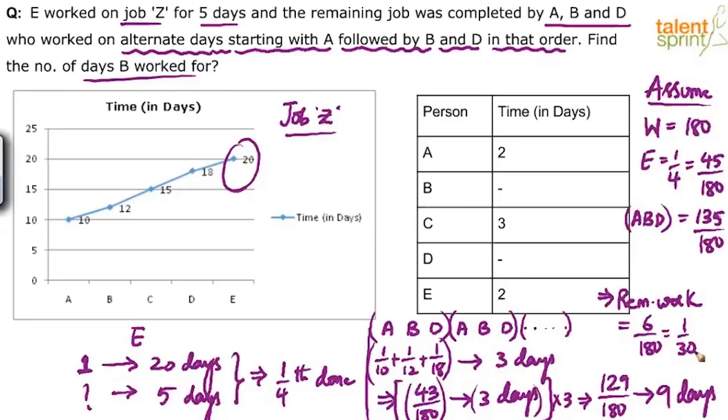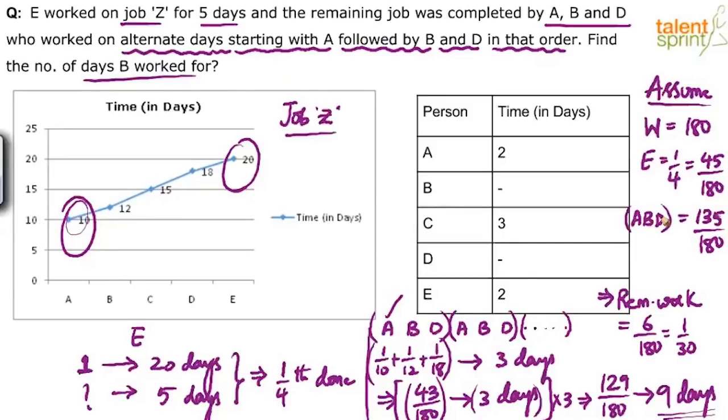Now, who will come on the 10th day? After the first 5 days, 9 days have passed. On the 10th day, again this person A would come. And you know that A's capacity is 1 by 10. So, can he not finish 1 by 30 on that 10th day? Yes. In 1/3 of the day, he will finish 1 by 30 of the work. You are able to follow?